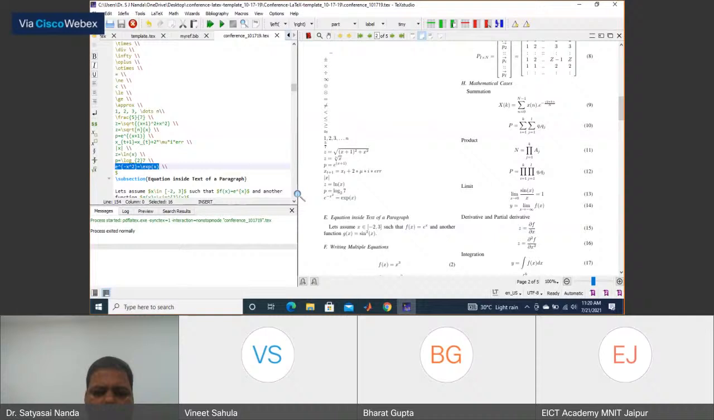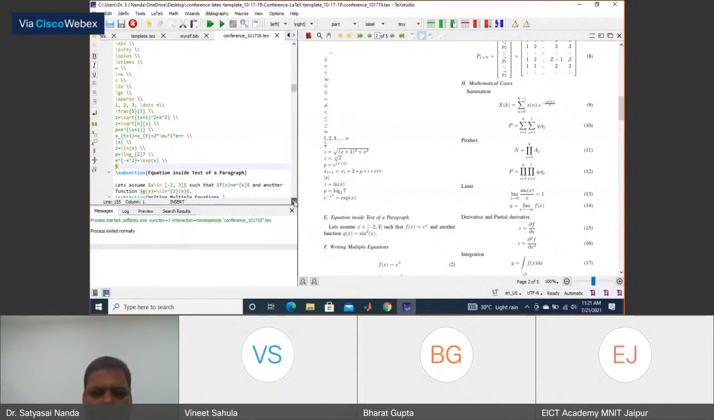So after these basic equations and basic symbols, I will tell you about some more mathematical operations and how we can write them.